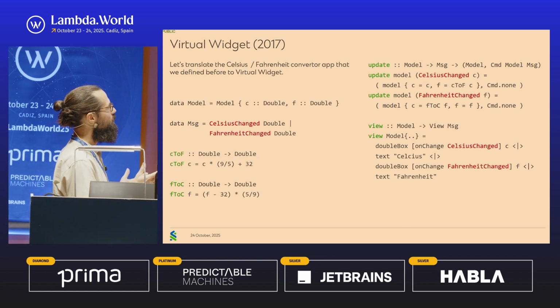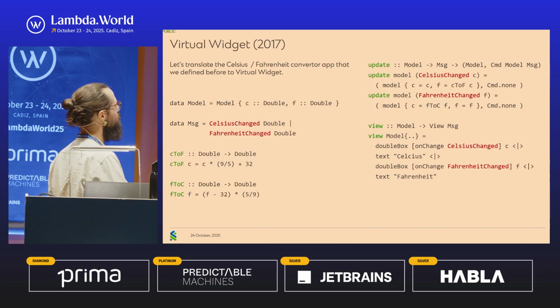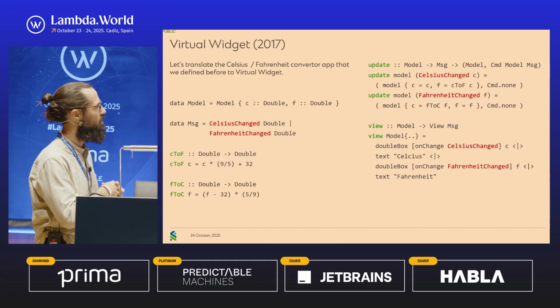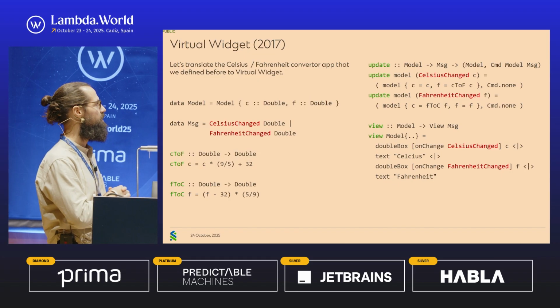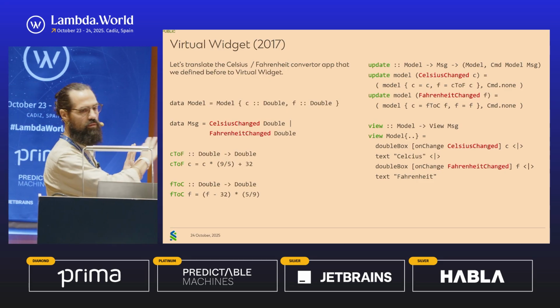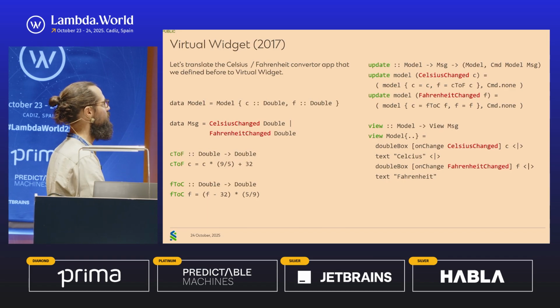And the view now only needs to know how to display the model and how to raise messages. So it says, okay, I'm going to start with a double box that when changed, needs to raise this message, and then display the text Celsius, and similarly for Fahrenheit. Notice that in here, we don't have any loop. All the loops disappear. Everything happens in the update function.